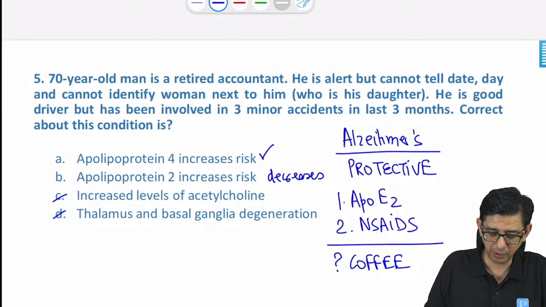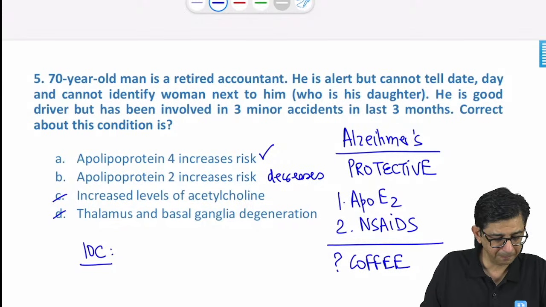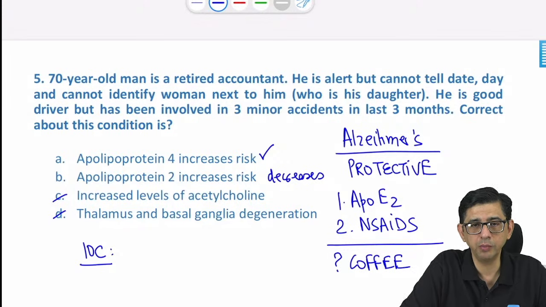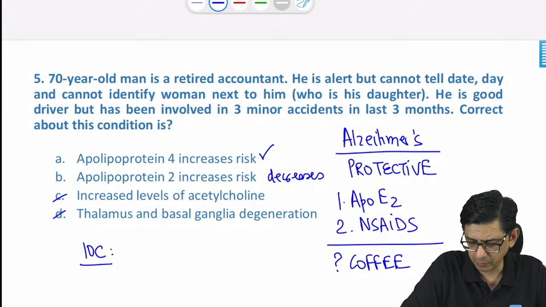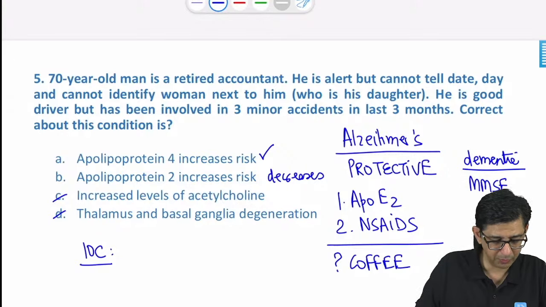For diagnosis of Alzheimer's disease, can you tell me the imaging modality which will help in diagnosis? Okay, I'll give you options also. Okay, without options, let me know what test would be best for diagnosis of Alzheimer's. For dementia, obviously, we use the mini mental state examination, but I just wanted to know what scan you would like to do to evaluate Alzheimer's disease.